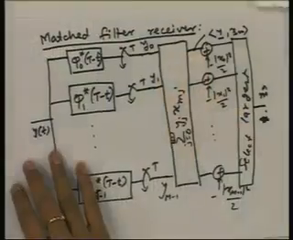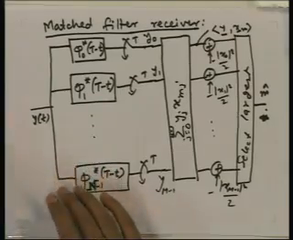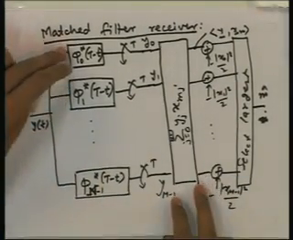Having matched filters matched to all the signals will be too much complexity at the receiver, because then we will need 64 matched filters, 32 matched filters. So, for that reason it is better to implement the matched filter receiver structure in this form, matched to the basis signals for QAM here. So then we will need only 2 matched filters.